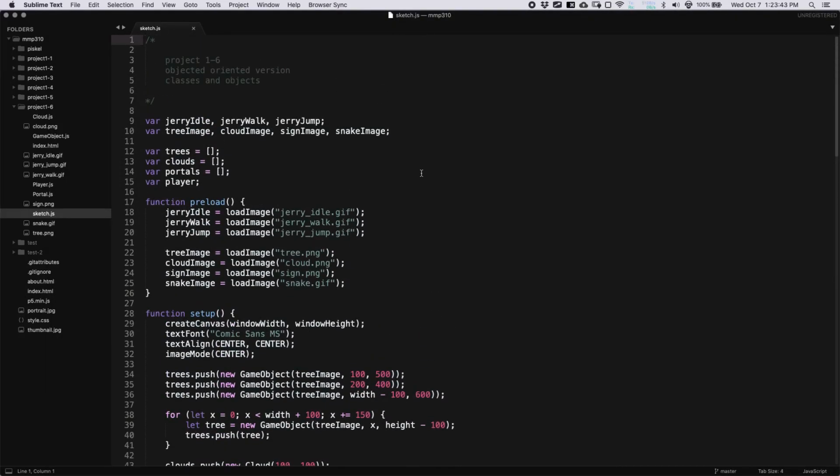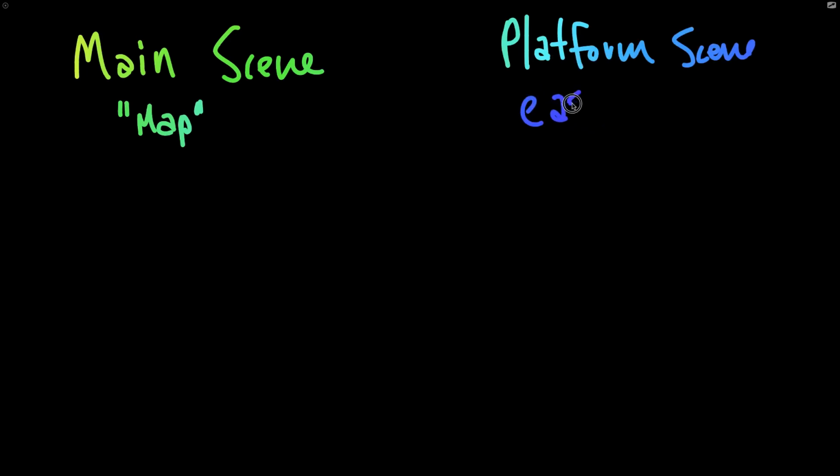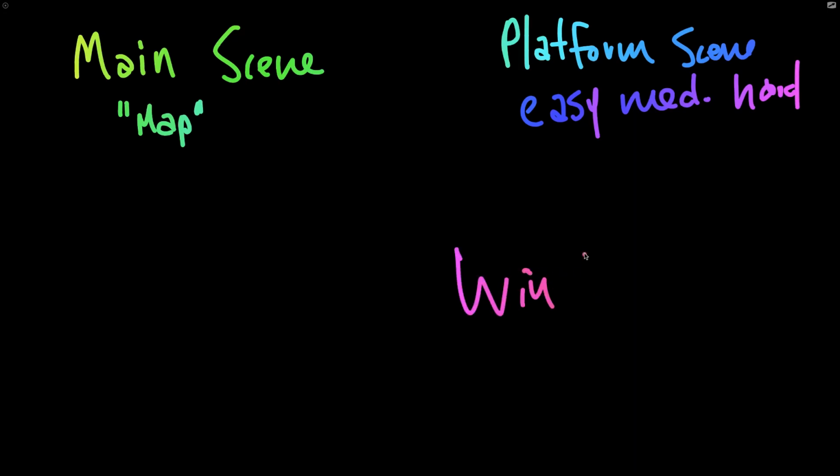So the first thing that we want to do is map out our scene class. So like we did last time, we have to break down our different types of scenes. So in the game right now, we have our main scene. And the type of scene this is basically like a map where our player can walk around. We also have 3 different platform scenes of various difficulties: easy, medium, and hard. We also have a couple scenes, win and lose, that basically just give a prompt to the player.